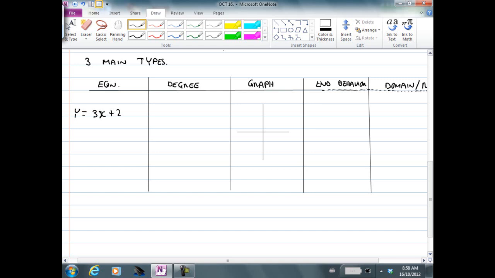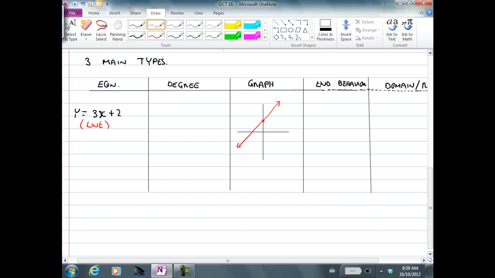This is called equation of a line. Back in grade 10, your teacher taught you mx plus b. I walked around and most of you got this correct. You say, we're going to start at 2, and your slope is 3, so you go up 3. It looks something like that. Voila, that's correct.